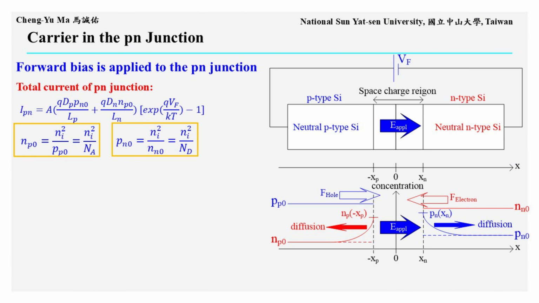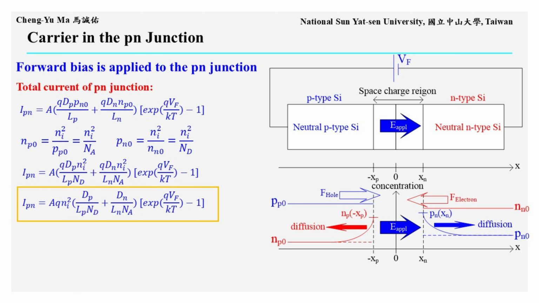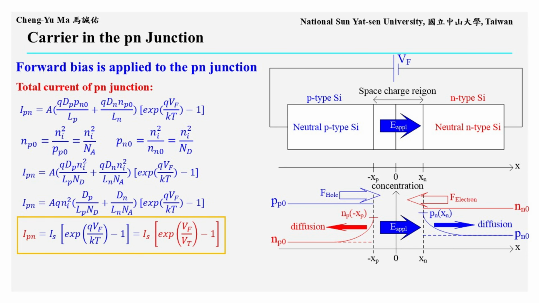The minority carrier concentrations under thermal equilibrium without bias are then substituted into the equation. This gives the equation shown on the slide. Then, the common term q times n_i squared can be factored out. This gives the equation shown on the slide. We define the area and material constant terms, excluding the bias term, as a coefficient called I_s, the saturation current. In the bias term, kT divided by q equals V_t, which is the thermal voltage.